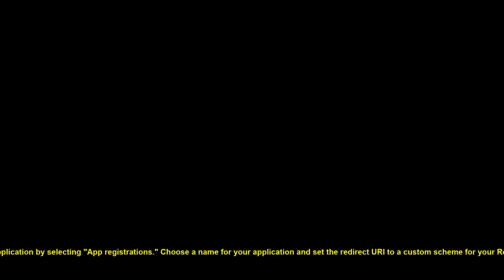Choose a name for your application and set the redirect URI to a custom scheme. For example, use myapp://auth as your redirect URI. Make sure to select the checkbox to allow public client flows. After registering your app, take note of the application client ID.